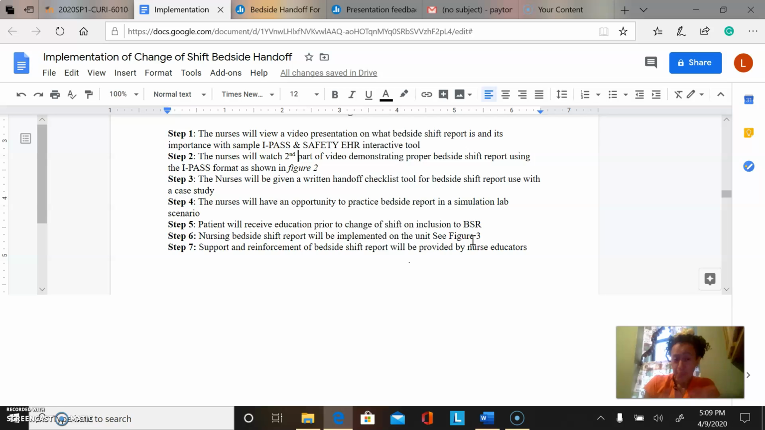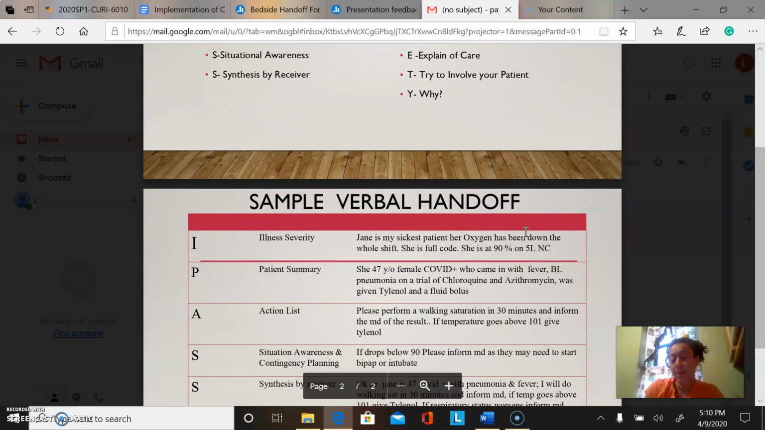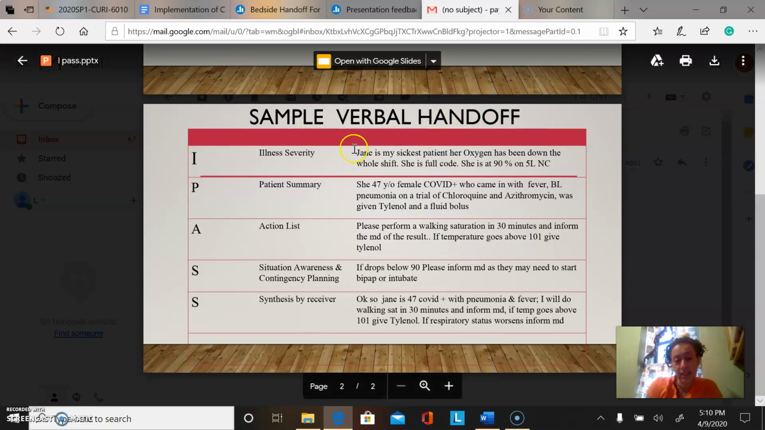So step two, the nurses would watch the second part of this video, in which they would actually practice filling in that IPASS form, maybe in a case study format, which I'll show you an example of. I wrote one here. Here again, you see the IPASS safety tool. I made a PowerPoint to show you. So here's a sample verbal handoff.